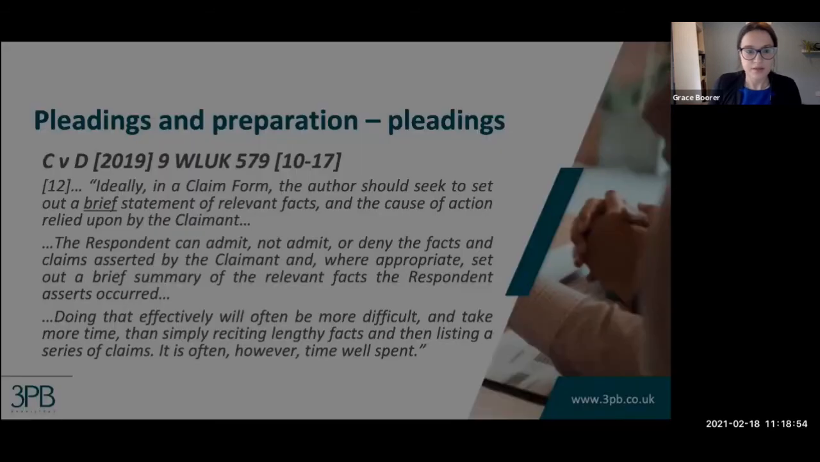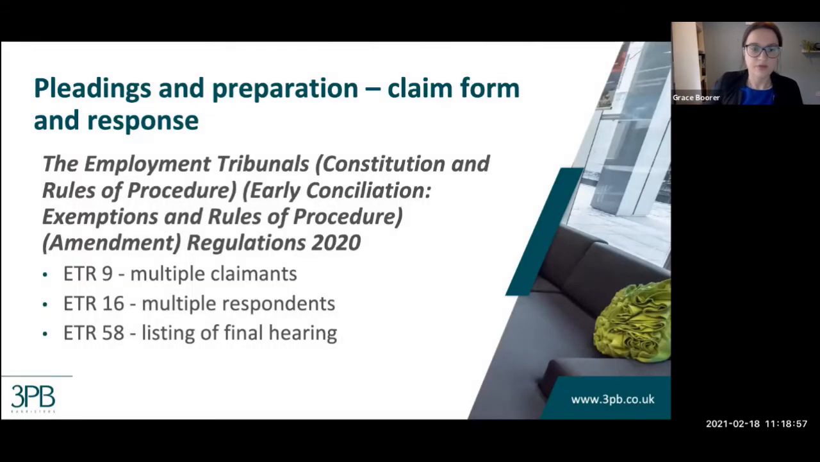So the next topic to look at in relation to preparation are a couple of amendments to the Tribunal Rules in relation to the claim form and response. First of all, Rule 9 and 16, which relate to the claims and response forms. Those have both been amended in respect of multiple claimants and respondents.